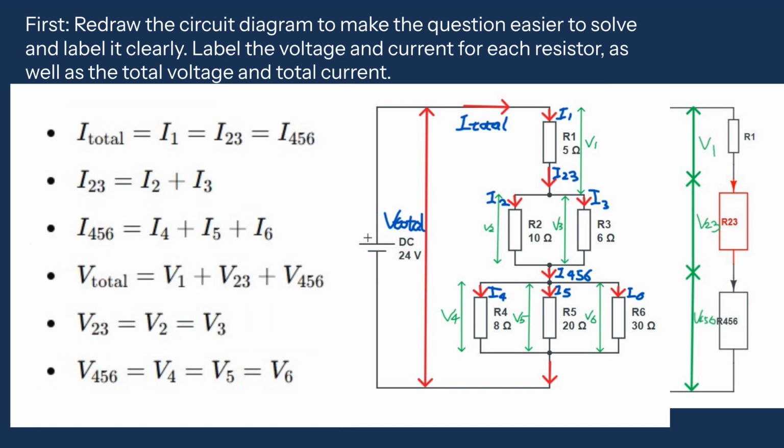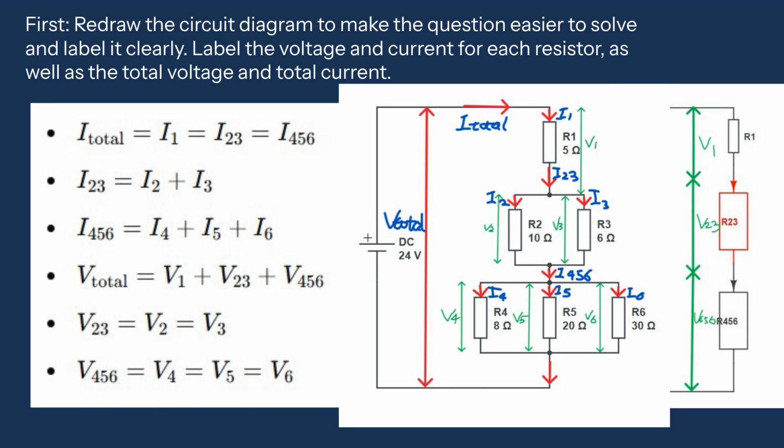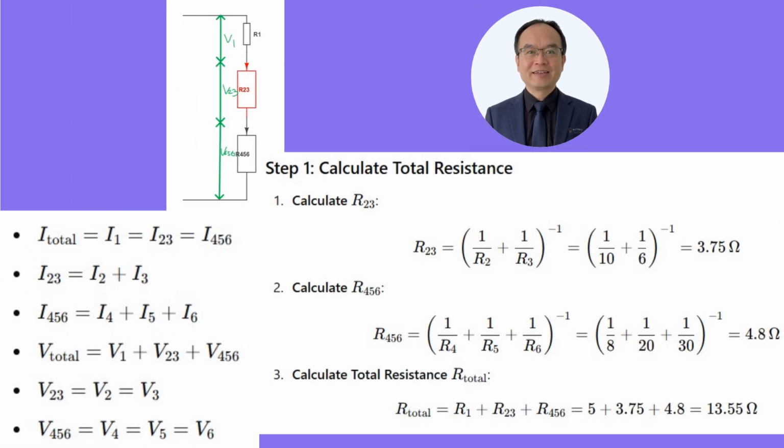After proper labeling, we can easily identify some key relationships. I total equals I1 equals I23 equals I456. I23 equals I2 plus I3. I456 equals I4 plus I5 plus I6. V total equals V1 plus V23 plus V456. V23 equals V2 equals V3, and V456 equals V4 equals V5 equals V6. These relationships become clearer once the diagram is properly labeled, so ensure that all components are labeled accurately to avoid confusion.